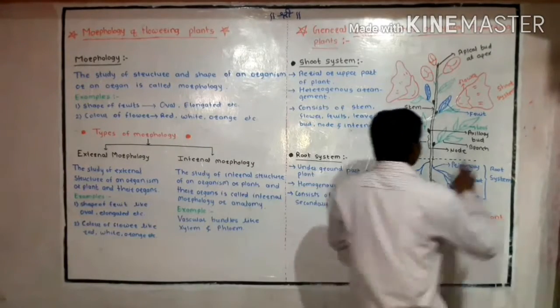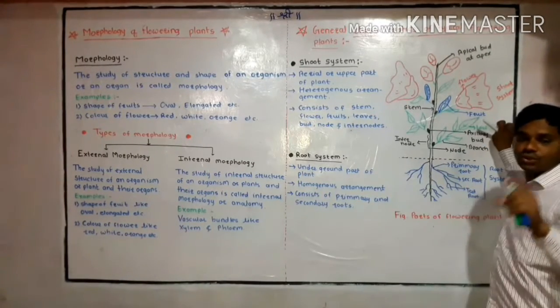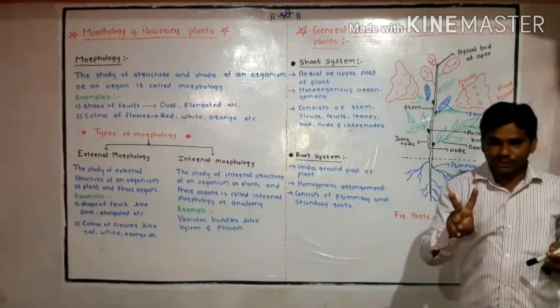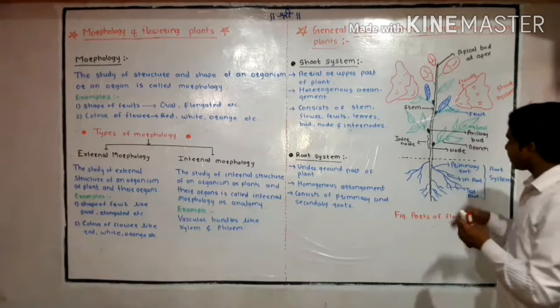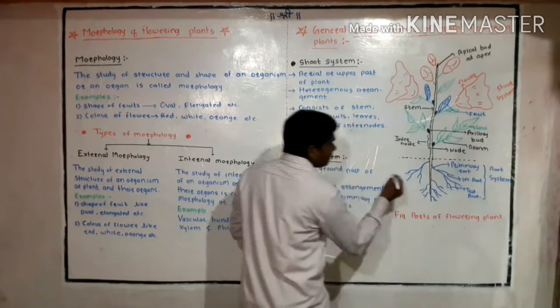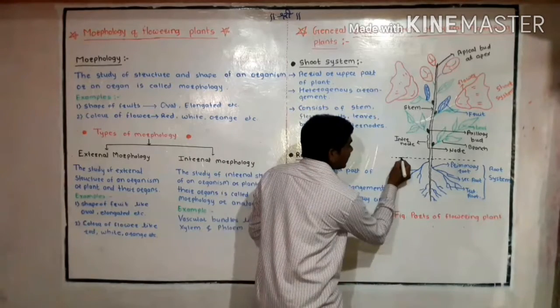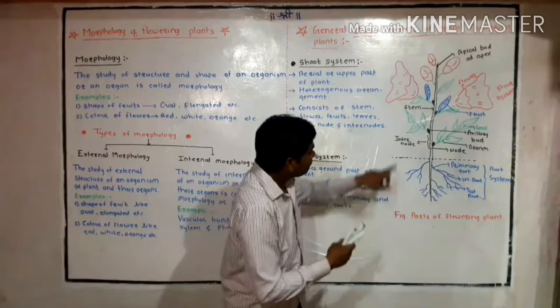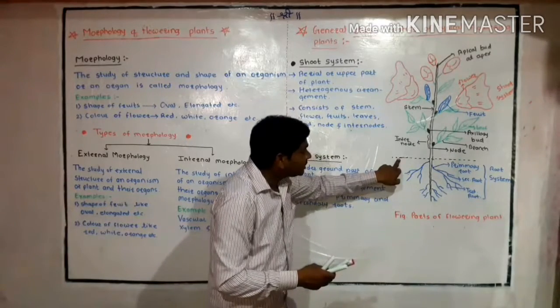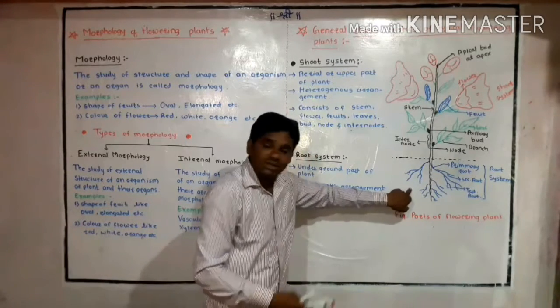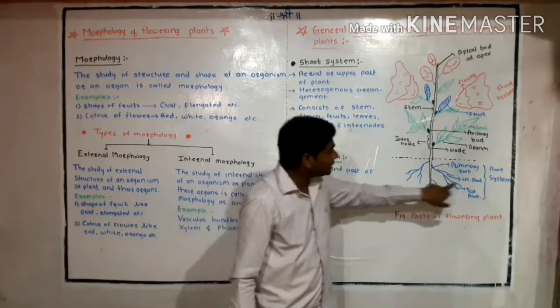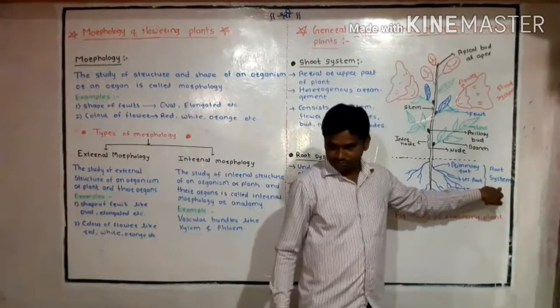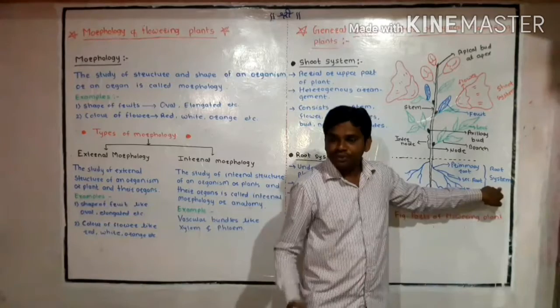Okay, a typical flowering plant is grouped into two parts. One part is the underground part. Suppose this is the ground surface or earth surface. The part of the plant which is present within the earth surface is called the underground part, and that underground part is nothing but the root system.